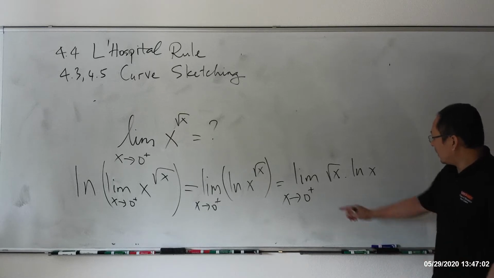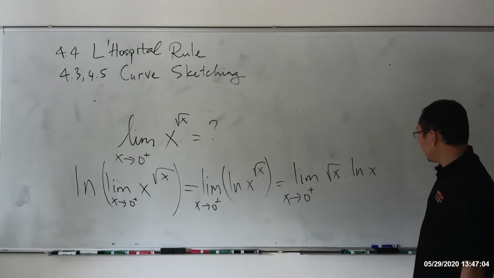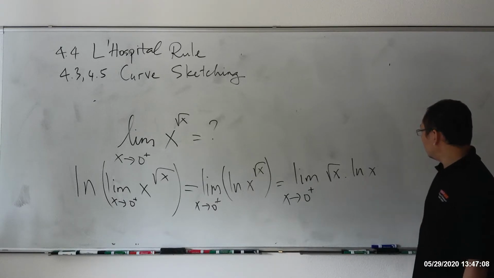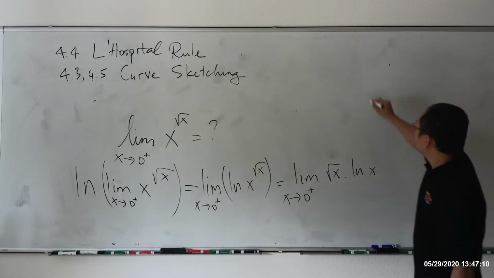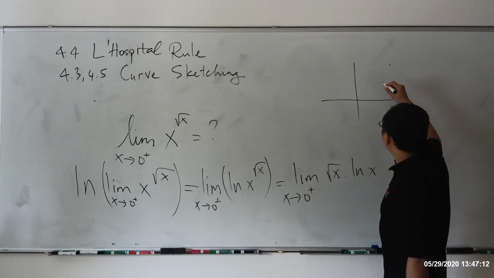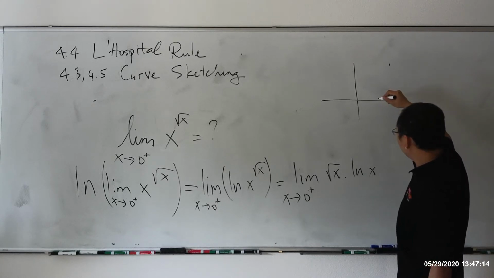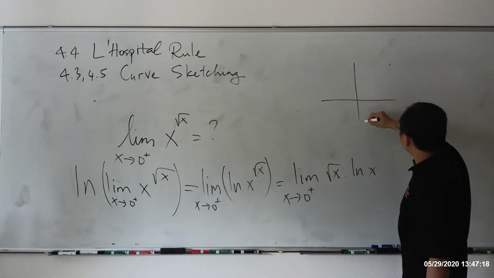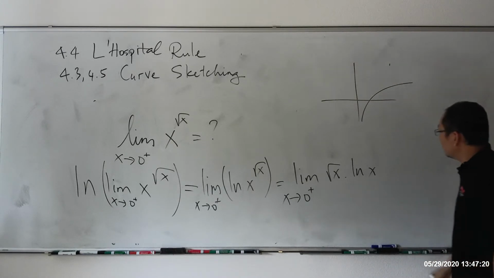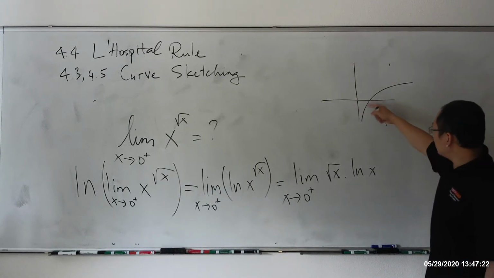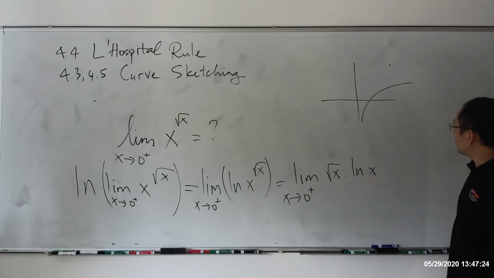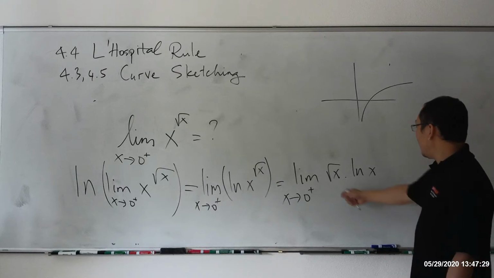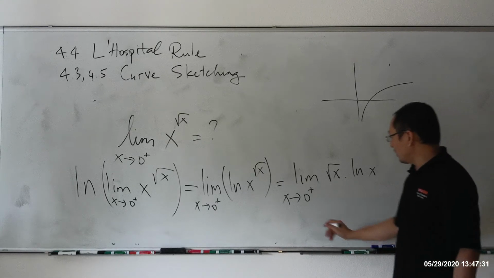So let's see. When x goes to 0, what happens in here? Square root goes to 0, right? And the log function looks like this, so when x approaches 0 plus, ln of x goes to negative infinity. Okay, so this is infinity, this is 0. So watch me see how I modify this, make it look like a fraction.